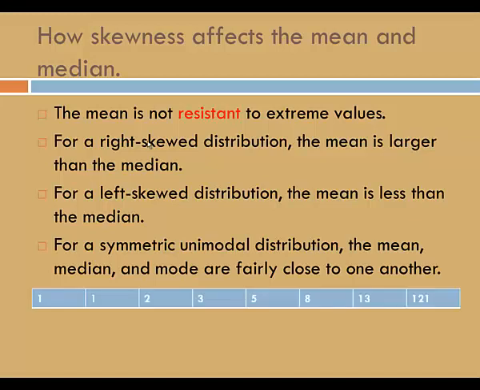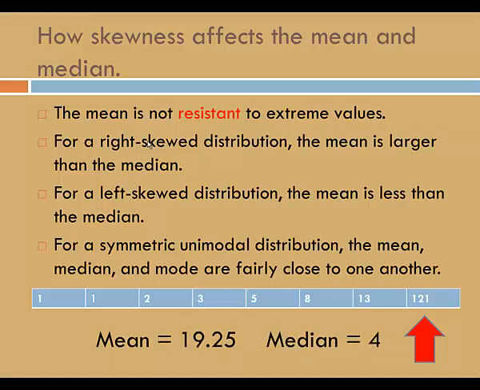Let's consider the data set from the previous slide. In this case, I've changed the last value from 21 to 121. How will that affect the mean and median? Recall that the mean was 6.75 and the median was 4 before I changed the last value. Now, the mean has increased to 19.25, but notice that the median is unaffected. It's still 4. The median is resistant to extreme values, while the mean is not. So an extreme value has an effect on the mean, but not the median.